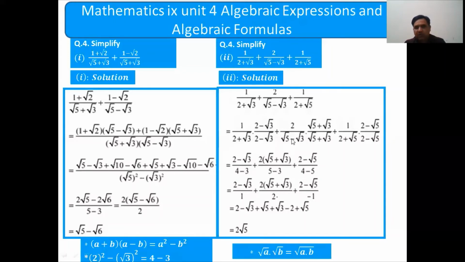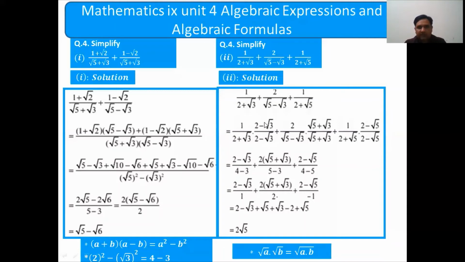Here we have square root of 5 minus square root of 3, and the conjugate of this is square root of 5 plus square root of 3. So we multiply and divide with this. Now 2 plus square root of 3, and the conjugate of this number is 2 minus square root of 3. So we have to multiply and divide with this.